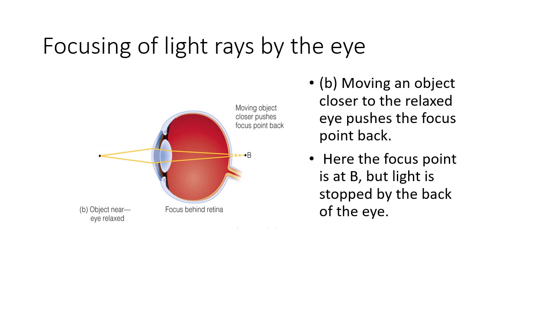Then moving an object closer pushes the focus point back. What does it mean? When the light rays are parallel, the eye is not in an accommodated state, the lens is flat. But as the object is moving closer to the eye, what is happening? If the lens has not changed its shape, the image of an object will fall behind the retina, that is point B. So moving an object closer to the relaxed eye pushes the focus point back. Then what will happen again?